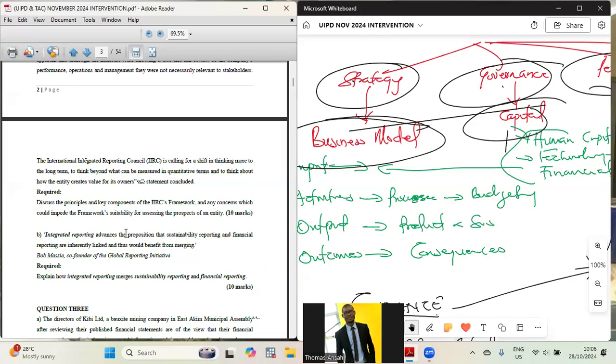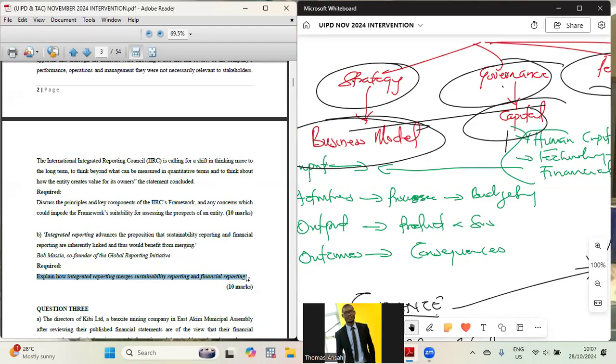Integrated reporting advances the proposition that sustainability reporting and financial reporting are inherently linked and thus will benefit from merging. All right, that is a proposition made by Bob Massey, the co-founder of the Global Reporting Initiative, the GRI people. Explain how integrated reporting merges sustainability and financial reporting. We spoke about the fact that integrated reporting integrates the financial statements and the sustainability. So explain how they come together.